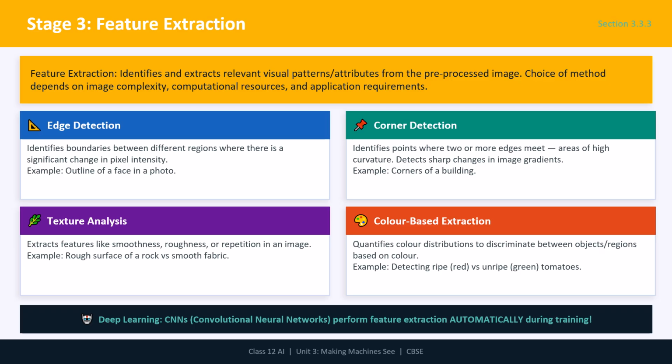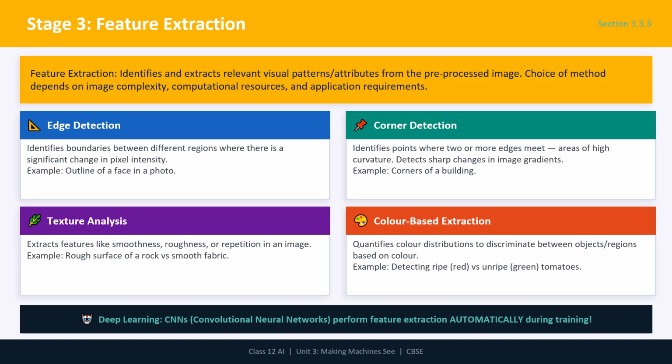Edge detection identifies the boundaries between different regions where there's a significant change in pixel intensity. Imagine tracing the outline of a face in a photo. That's edge detection. Corner detection finds points where two or more edges meet. These are areas of high curvature. Think about the sharp corners of a building. Texture analysis extracts features like smoothness, roughness, or repeating patterns. The difference between rough stone and smooth silk. Texture analysis captures that.